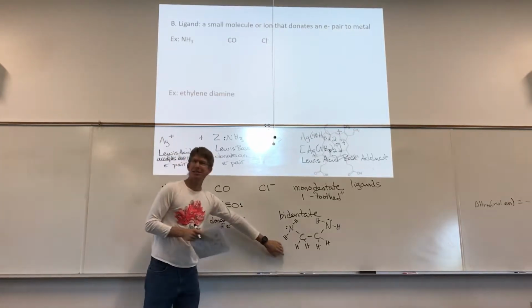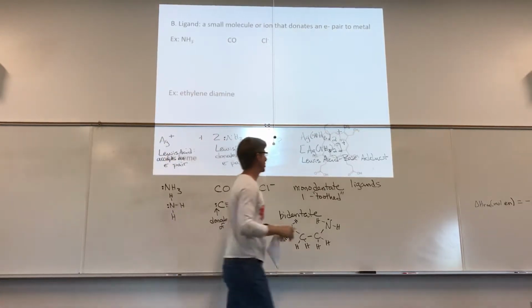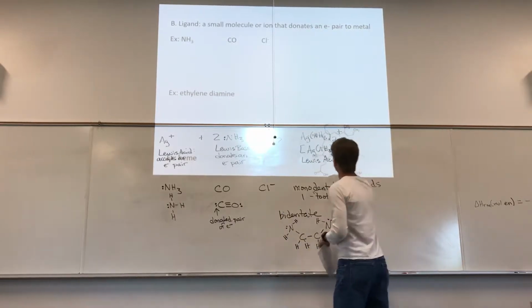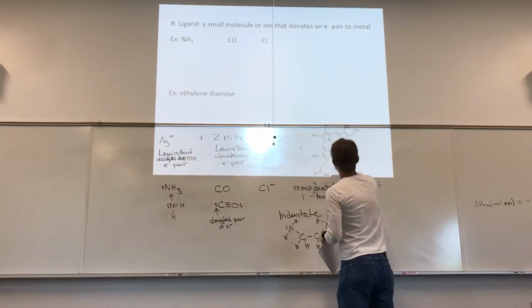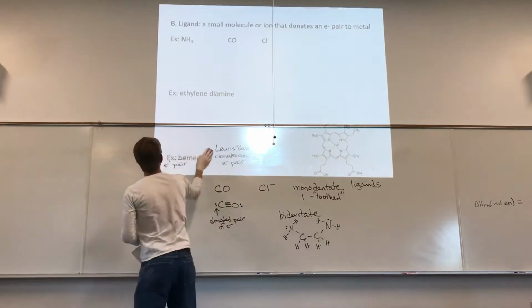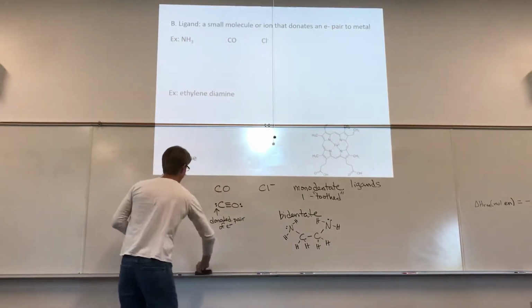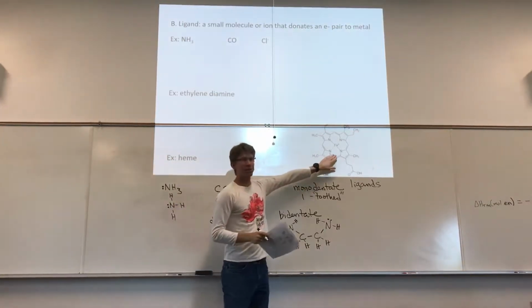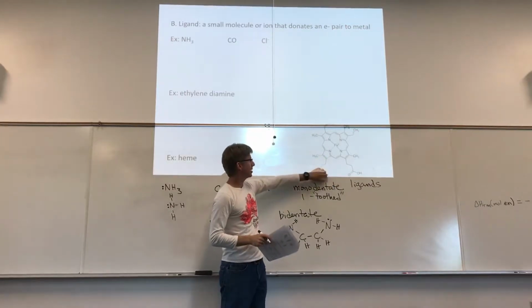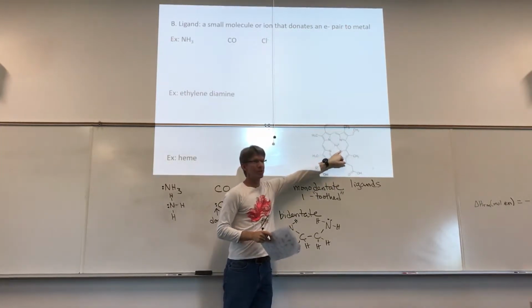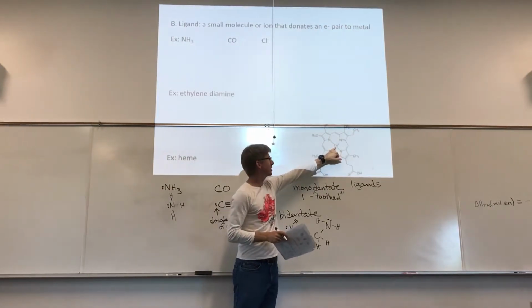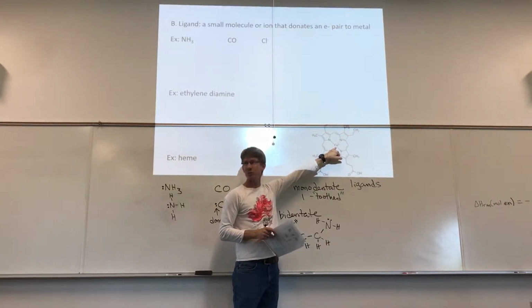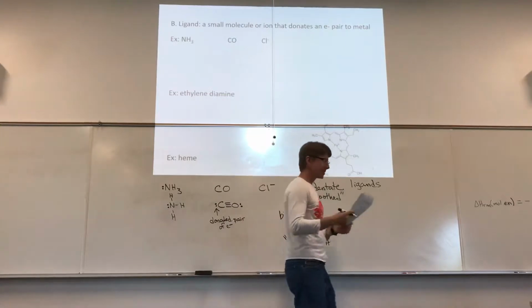Any questions about this? I'll erase some of the stuff up here so we can talk about heme. Heme is pictured right here. It's a pretty complicated molecule, but it is shown right here, taking 4 bites out of the central metal cation, typically Fe2+, that's what the 2 Roman numeral means.